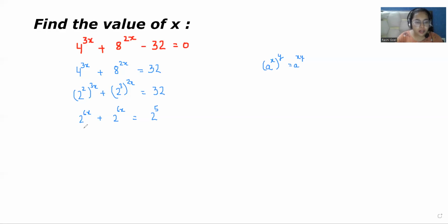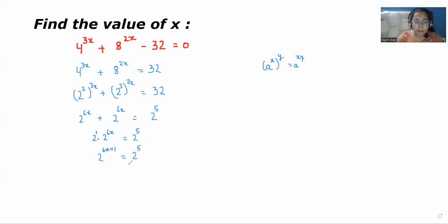Now what I noticed is that the bases are the same here, 2, and on the right side also 2. So I can write 2 power 6x plus 2 power 6x, both are twice. So I can write twice of 2 power 6x is equal to 2 power 5. Now if 2 does not have any power, that means it has power 1. And if there is a multiplication sign between that, I can write it in terms of addition. 2 power 6x plus 1 is equal to 2 power 5.